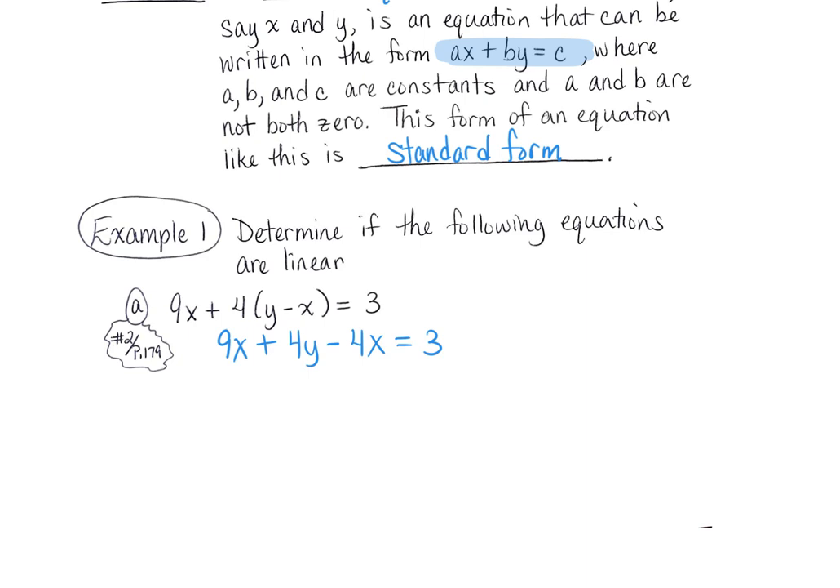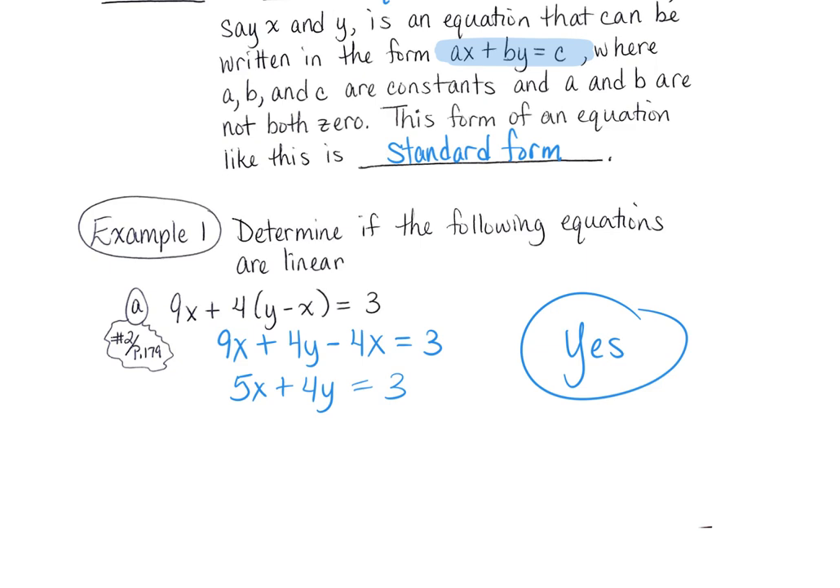9x minus 4x is 5x. So 5x plus 4y equals 3. Good. Do we need to do anything else? We're just getting it in the ax plus by equals c form. That's right. We're just getting it in this form if it's possible. So what can you conclude here? It's in the same form, so we can conclude it's linear, right? So the answer here would be yes. It said determine if the following equations are linear, so the answer here is yes.